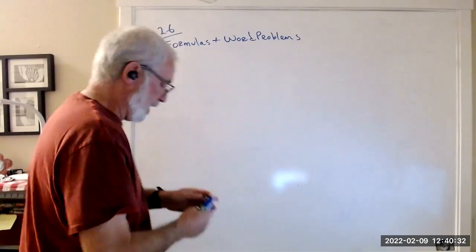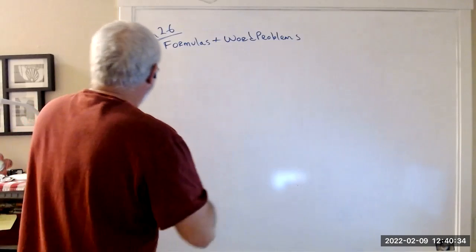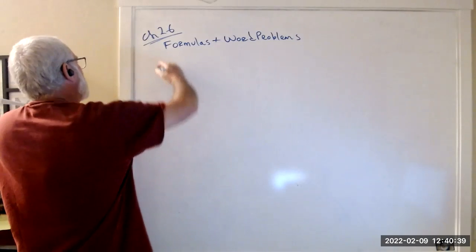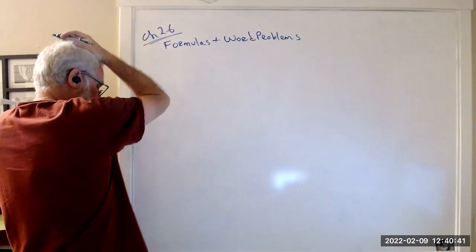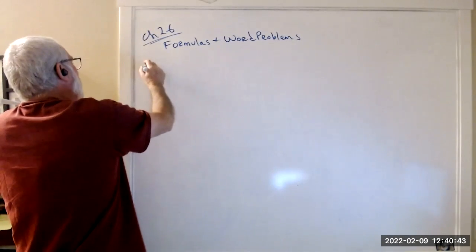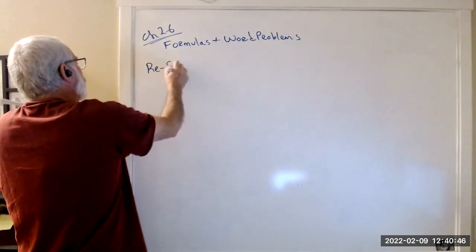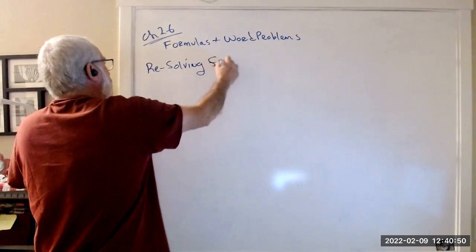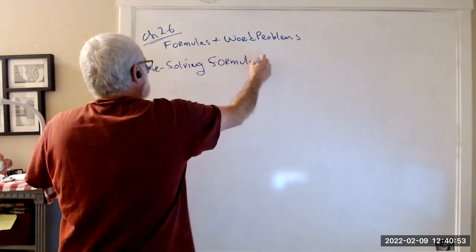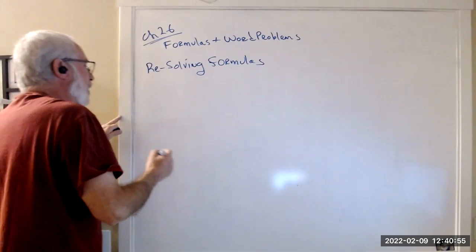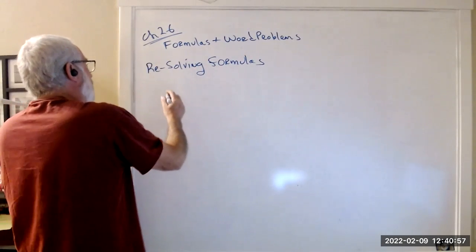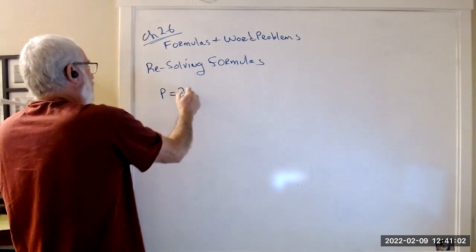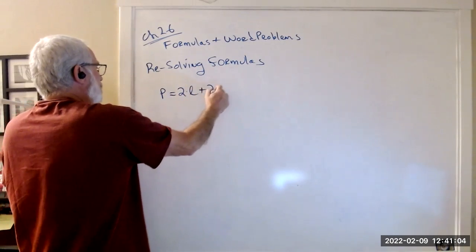Formulas. They're going to be doing all kinds of things, but one of the things they're going to be doing is, I'm going to call it resolving formulas. Now that sounds weird. So let's say we take a basic formula, perimeter equals 2 times the length plus 2 times the width.